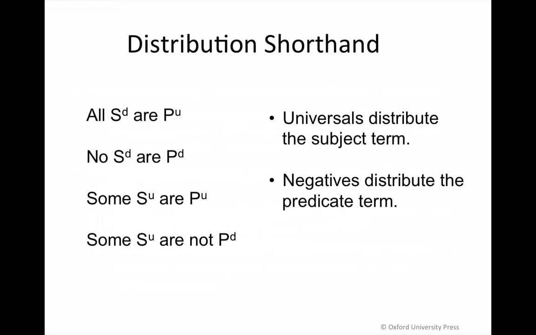So remember, the A proposition distributes the subject class only. That's all S are P. The E proposition, the E claim, distributes both the subject and predicate classes. That's no S are P. The I claim, some S are P, distributes neither the subject nor the predicate class. And finally, the O proposition, the some S are not P proposition, distributes only the predicate class. And then the other shorthand on the right-hand side of the screen gives you another way of thinking about distribution.